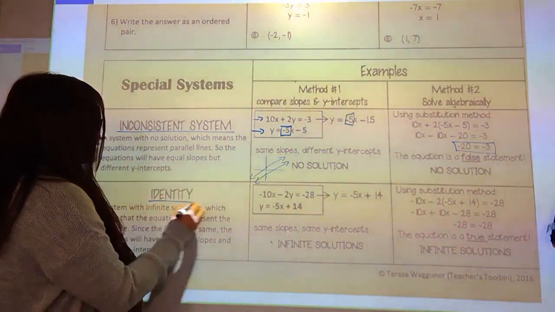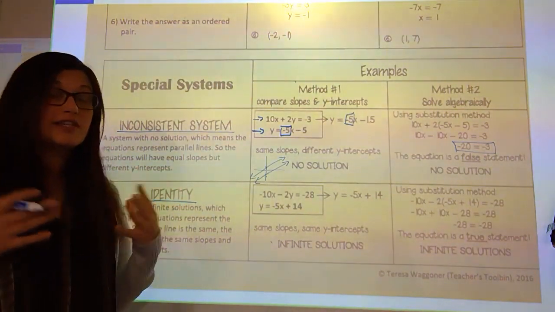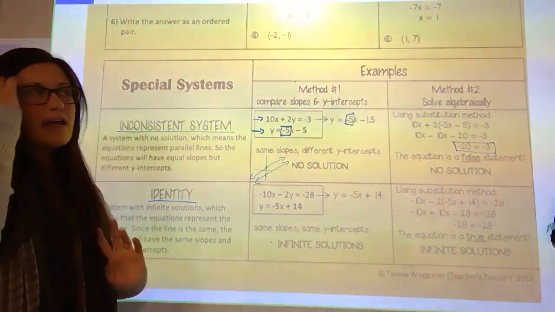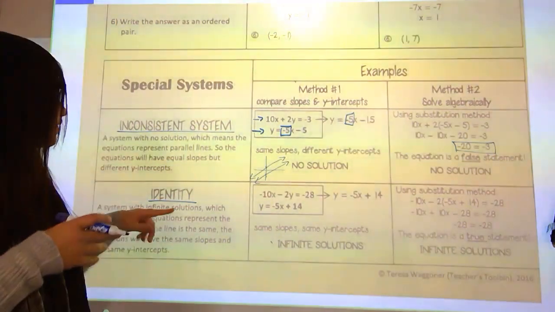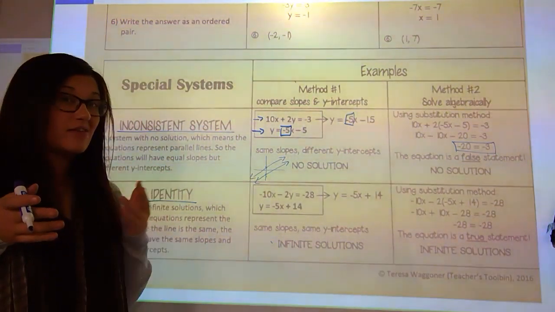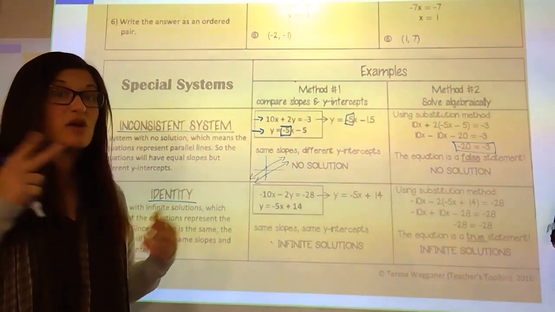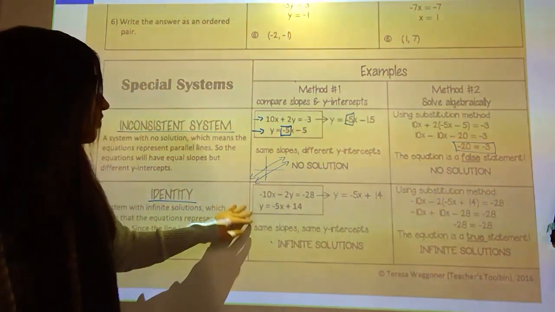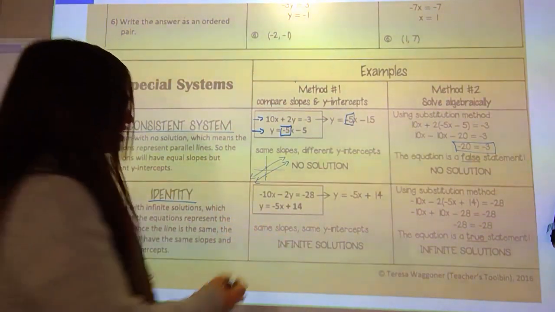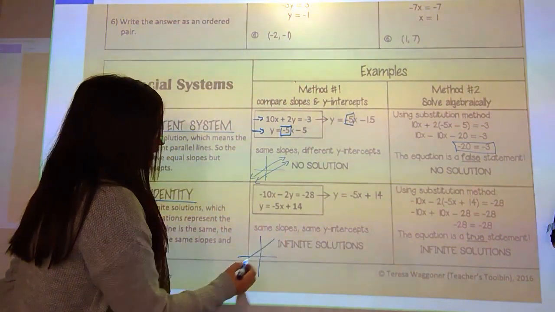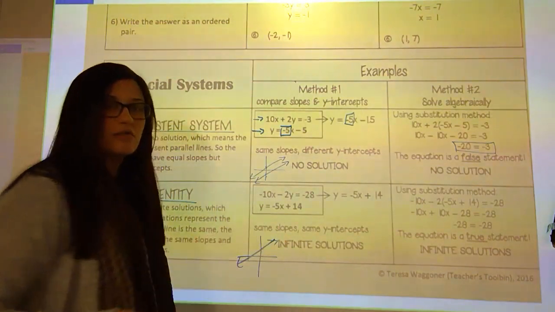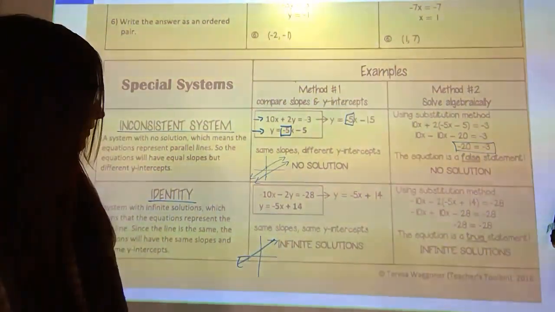Another one is called the identity. Now, when you think about your identity, okay, who you are, right? An identity is something that's the same. So an identity is when the system ends up giving you two of the same exact lines, okay? They're identical. So how can you tell if there's infinitely many solutions? Well, graphically, you could graph the lines, and they would end up lying right on top of each other, one and then the other. They're the same line, so there's infinitely many.